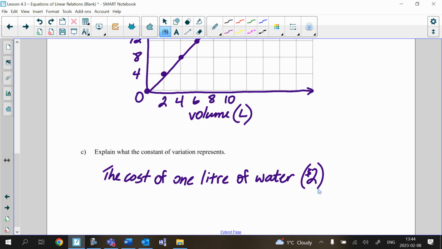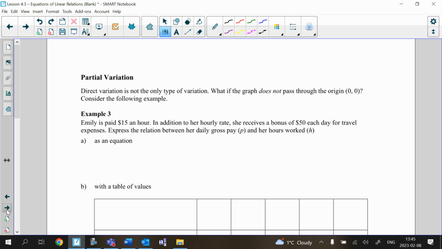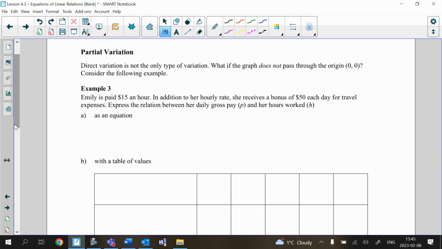Last thing, partial variation. How do you tell the difference between partial and direct? Partial doesn't go through 0, 0. Or in the equation, partial has something added to the constant of variation. Just like I said, direct variation, you've got one variable equals constant times another. Partial, you've got one variable equals constant times another, plus or minus something.